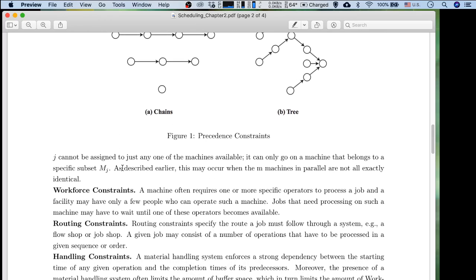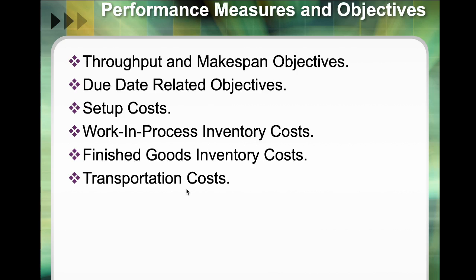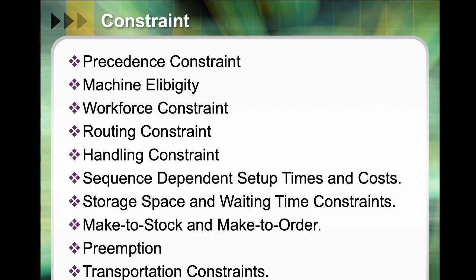And we also have the workforce constraints. In the case of a workforce constraint, a machine often requires one or more specific operators to process a job, and a facility may have only a few people who can operate such a machine. So the number of laborers who can operate the machine is limited, which creates the workforce constraints.